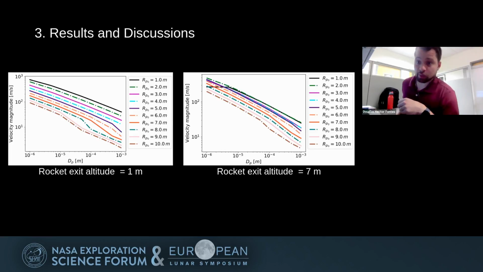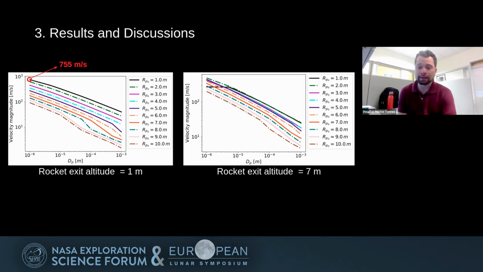In these figures, we plot the velocity magnitude of particles leaving this numerical domain. Each curve represents the variations of velocity magnitude with particle diameter for a specific initial position of the particle in the domain. On the left side, we have particle velocity curves for a lander at 1 meter in altitude, and on the right side, we have the same plot for a lander at 7 meters. The velocity of a particle leaving the numerical domain depends on its size, initial radial position, as well as the lander altitude.